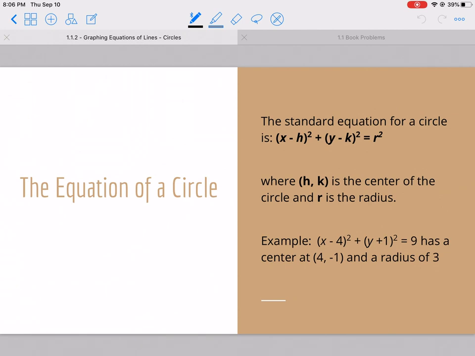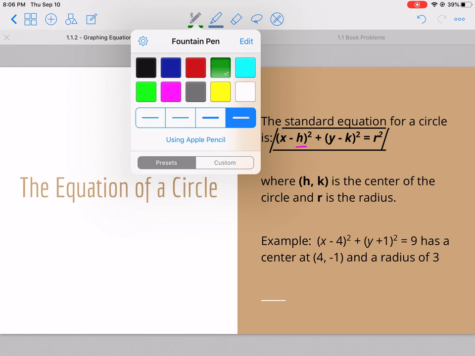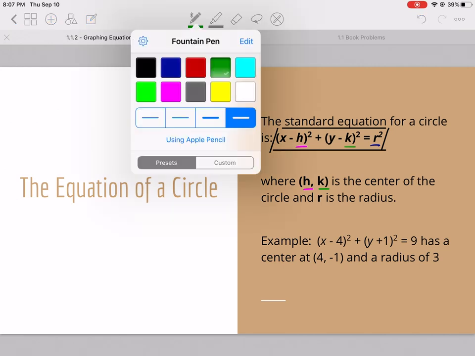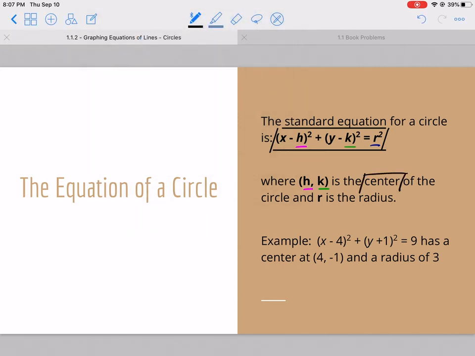All right, and then the last thing we're going to do today is talk about the equation of a circle. So here is the standard form of the equation of a circle. Looks scary, but I promise it's not bad once you get used to it. So we've got x minus h squared plus y minus k squared equals r squared. Let me explain what these variables stand for. So h and k make up the coordinates of the center of the circle. Okay, so h comma k is the center of the circle.